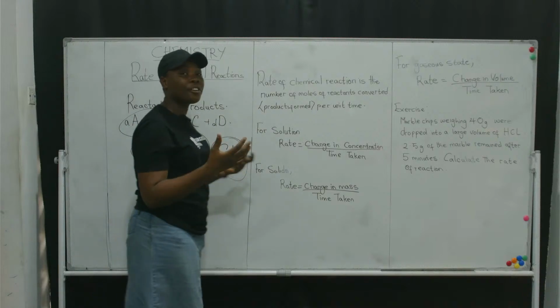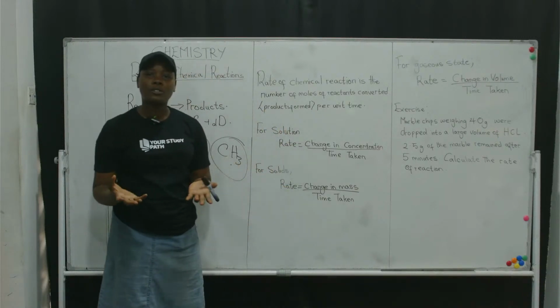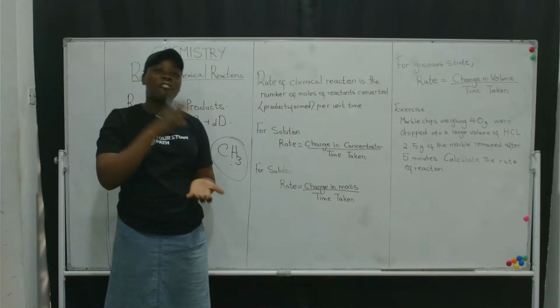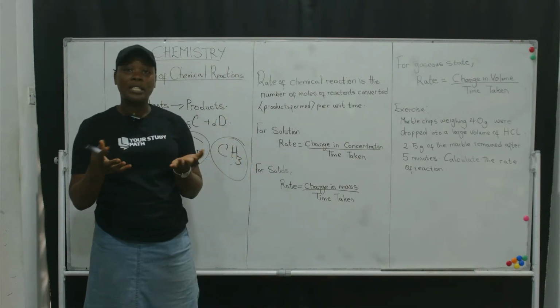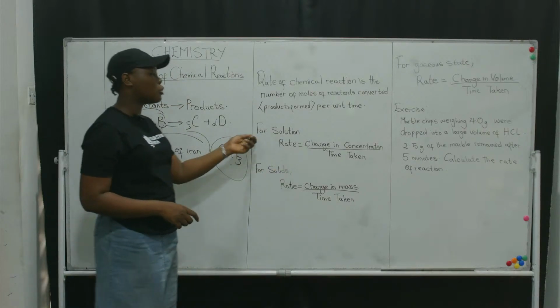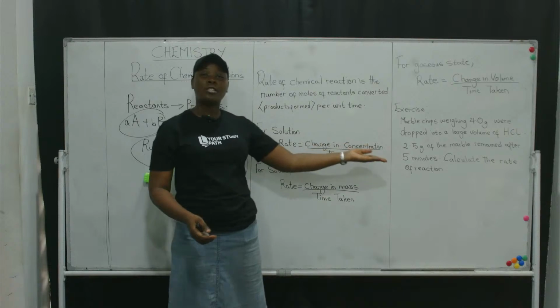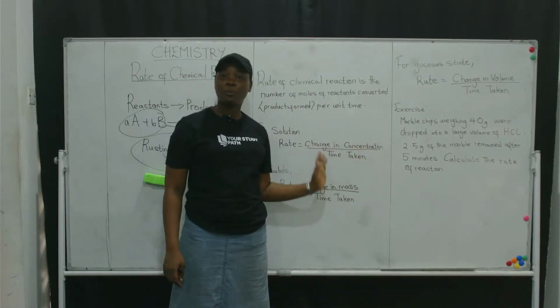And we know that the SI unit of time is seconds. And so when we are given a question to calculate, we need to first convert it to the SI unit, which is seconds, and then work with that. The formula for solution is the change in concentration per unit time.